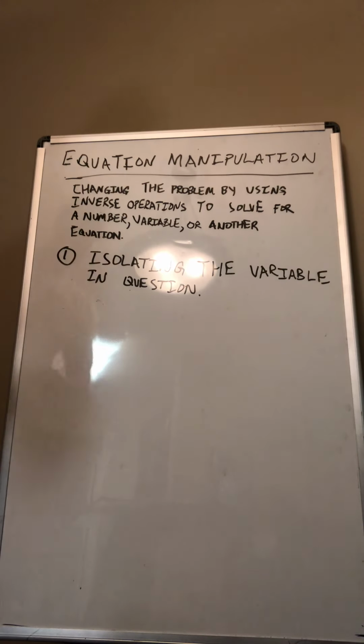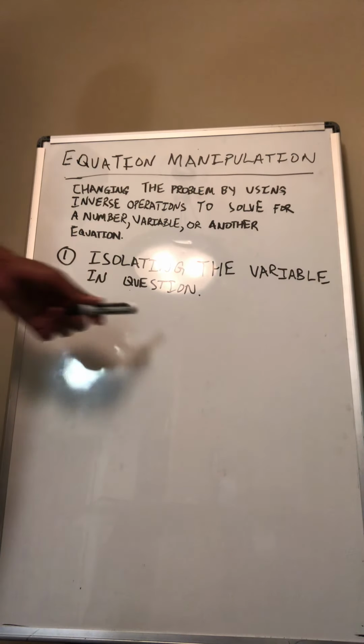Now this is the first step, like I said before, in graphing. Because probably the whole second half, or second semester, of Algebra 1 is graphing, it's really hard for a lot of students to advance without mastering this skill. So first of all, the first step in equation manipulation is isolating the variable in question.